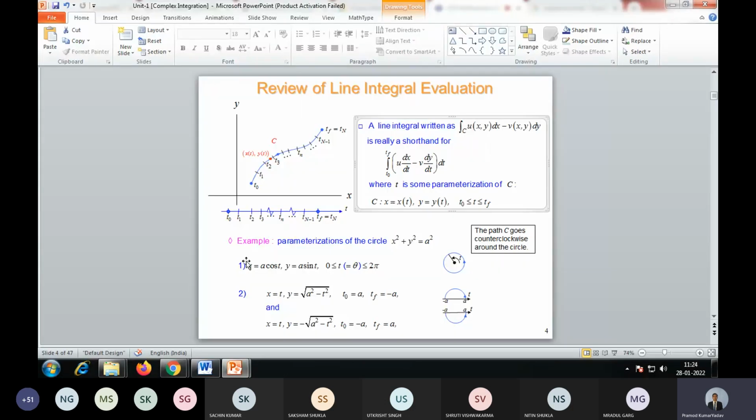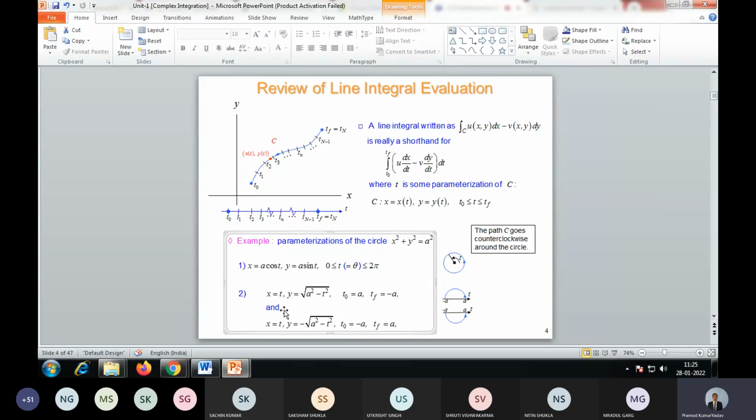Okay. So there is some example. Parameterization of the circle x square plus y square equal to a square. Already, as you know, I have been discussing this. x equal to a cos theta, y equal to a sin theta. It means x equal to a cos t, y equal to a sin t. t means theta, so it varies from 0 to 2 pi.